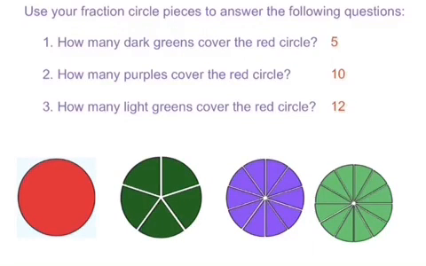Alright, well hopefully you figured out that it would take you 5 of those dark greens in order to cover the red circle. It would take you 10 of the purples to cover it, and it would take you 12 of the light greens to cover that red circle. So if the red circle is the whole, then 1 of those dark greens would be worth how much? Think about that for a minute.